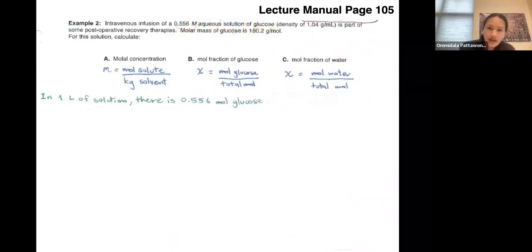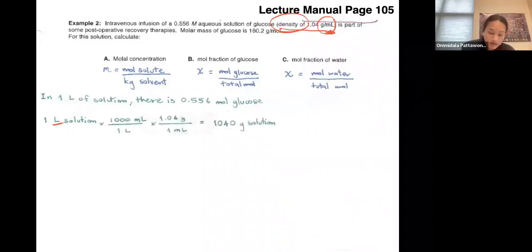The next thing that we can get from the given information would be the density. The density allows us to convert from volume to mass. So we know that we have 1 liter of the solution. If we want to know the mass of the solution, then you can use the density to convert to grams. But remember, the density is given in milliliters, so you need to convert this liter to milliliters first, and then use density to convert to grams. So 1 liter of the solution is going to equal 1,040 grams of the solution. This is the mass of the solution.